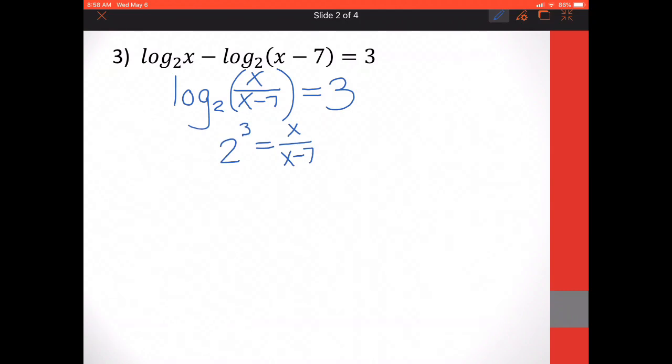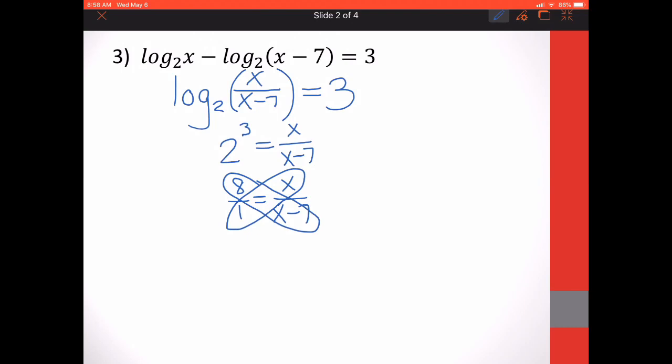Okay, I'm going to have to solve this. In order to solve this, I've got a fraction on the right-hand side, and I don't have one on the left side. So I'm going to make them both into fractions, and then I'm going to cross multiply. First off, 2 to the 3rd is 8. So I'm going to rewrite this as 8/1 equals x over x minus 7, and then we cross multiply. You could actually just multiply both sides by the denominator x minus 7, but you'll get the same next step either way you do it.